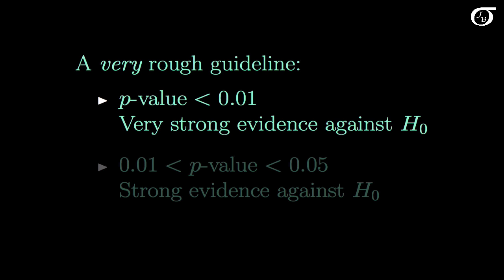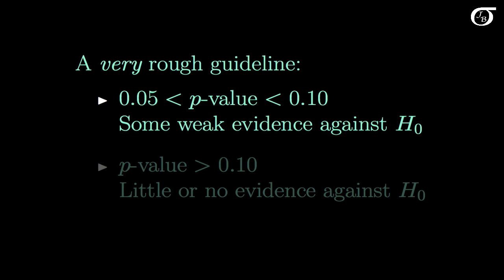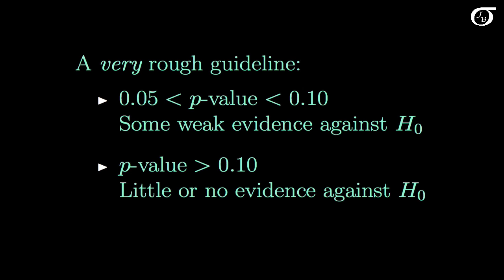But as a very rough guideline, if the p-value is less than 0.01, we can say there is very strong evidence against the null hypothesis. If the p-value lies between 0.01 and 0.05, well, there's starting to be strong evidence against the null hypothesis. If the p-value is between 0.05 and 0.1, there's some weak evidence against the null hypothesis. And if the p-value is greater than 0.1, we say there's little or no evidence against the null hypothesis.